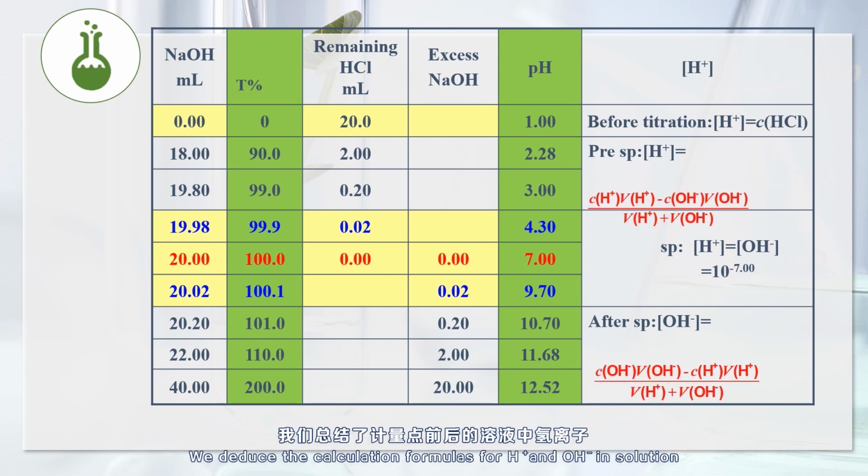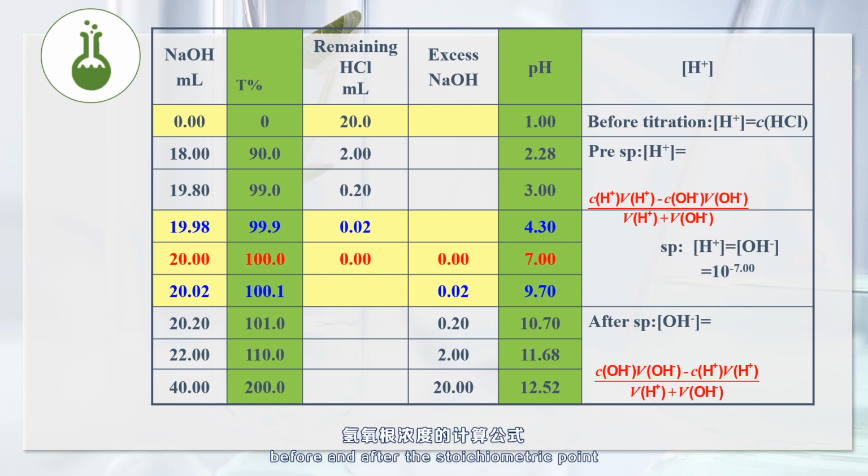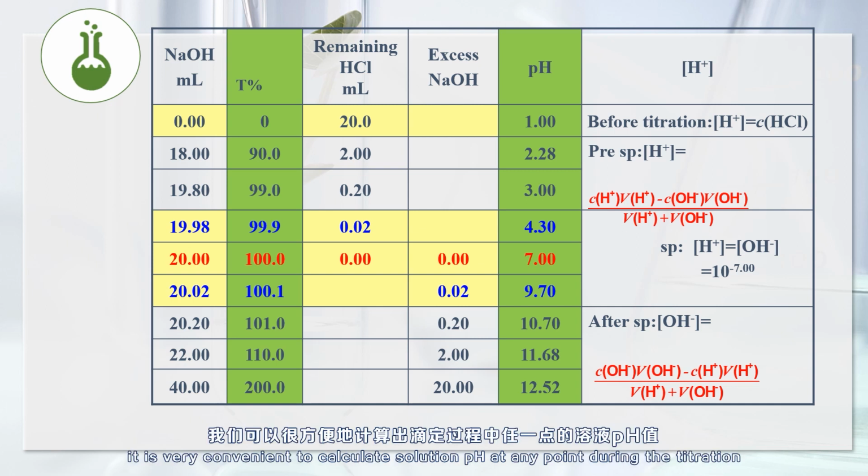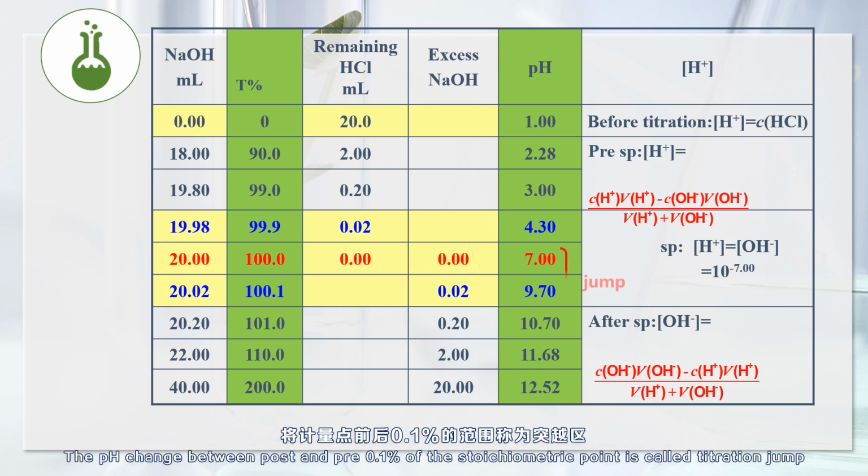We deduce the calculation formulas for hydrogen and hydroxide in solution before and after the stoichiometric point. Armed with these two formulas, it is very convenient to calculate the solution pH at any point during the titration. The pH change between 0.1% after and 0.1% before the stoichiometric point is called the titration jump.